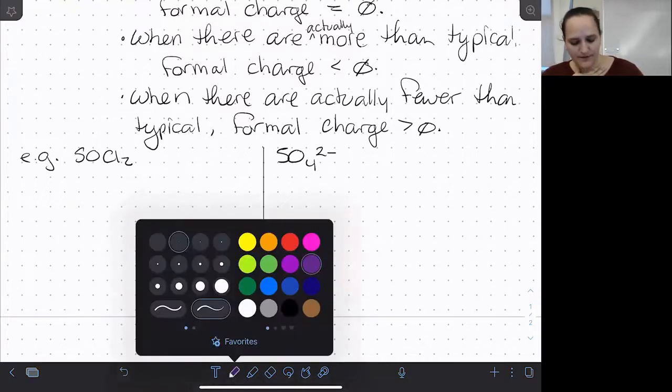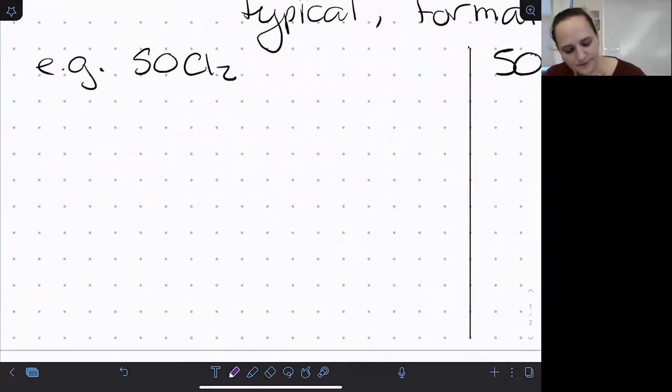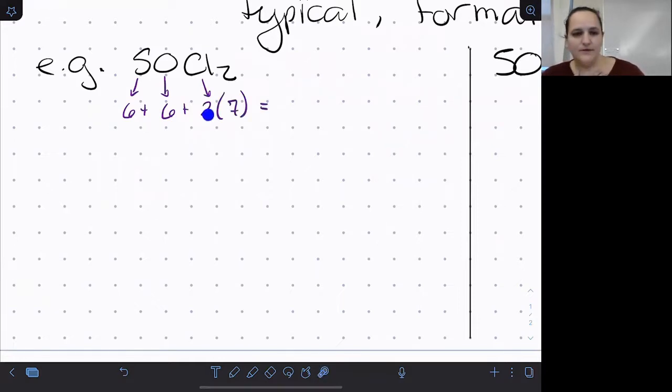first thing we always want to do is figure out how many valence electrons are going to be in our structure. So sulfur is in group 6. Oxygen is also in group 6. We have 2 chlorines, and chlorine is in group 7. So 2 times 7 is 14, plus 6 is 20, plus 6 is 26. So we have 26 electrons that we need to place.